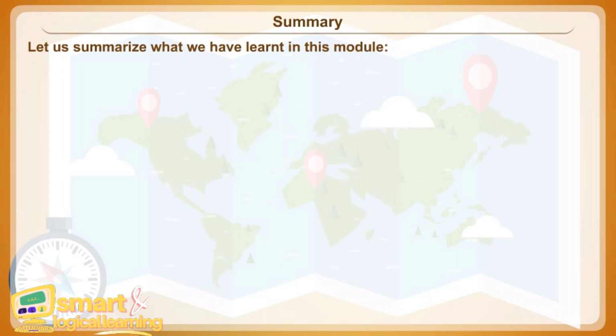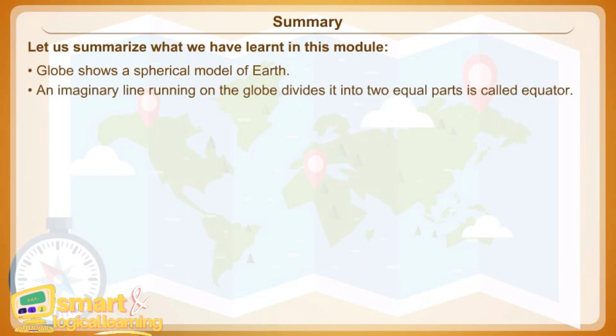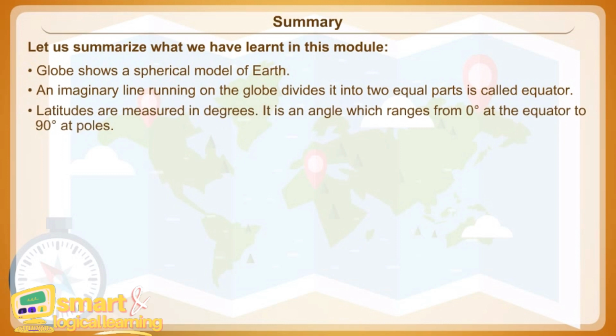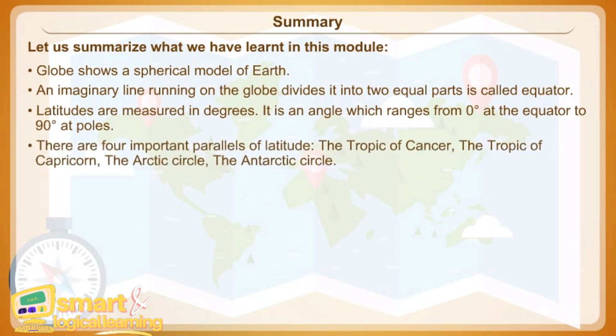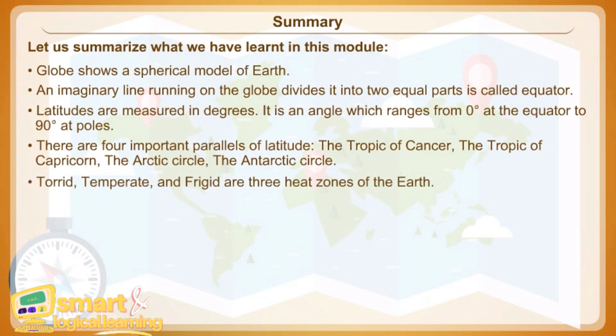Summary. Let us summarize what we have learned in this module. Globe shows a spherical model of Earth. An imaginary line running on the globe, dividing it into two equal parts, is called equator. Latitudes are measured in degrees. It is an angle which ranges from 0 degree at the equator to 90 degree at poles. There are 4 important parallels of latitude: the Tropic of Cancer, the Tropic of Capricorn, the Arctic Circle, the Antarctic Circle. Torrid, temperate, and frigid are 3 heat zones of the Earth.